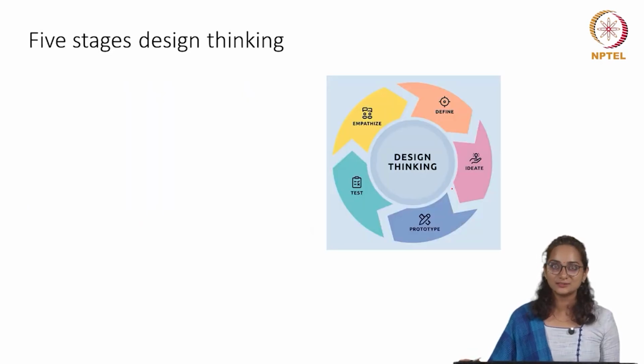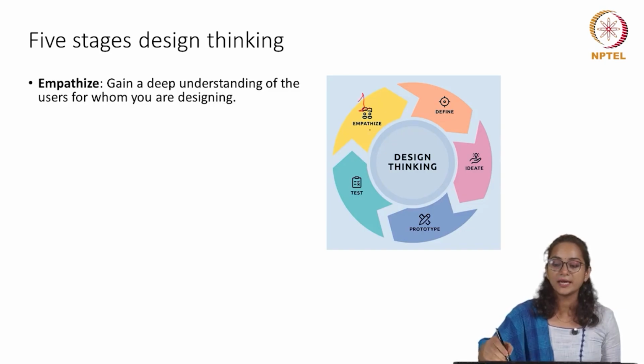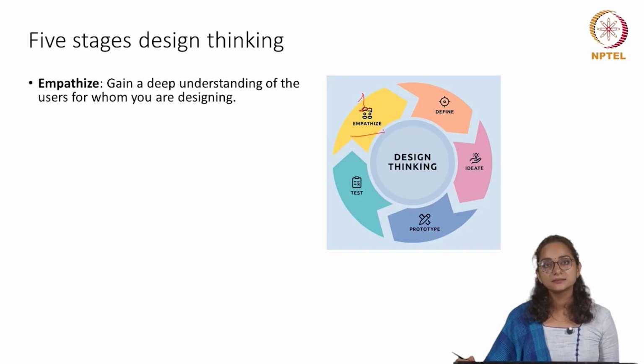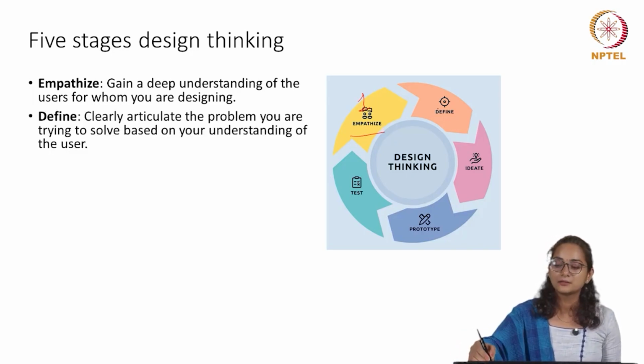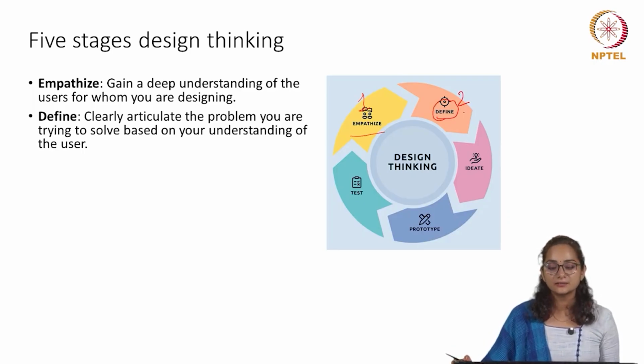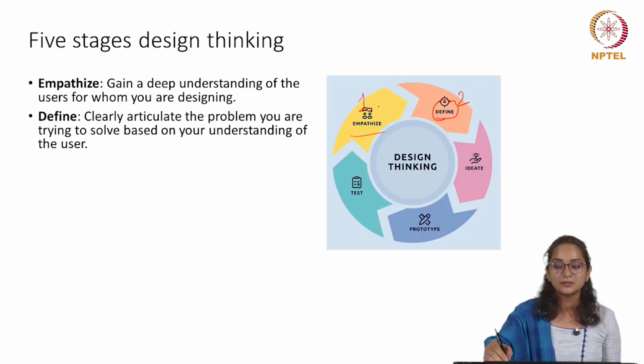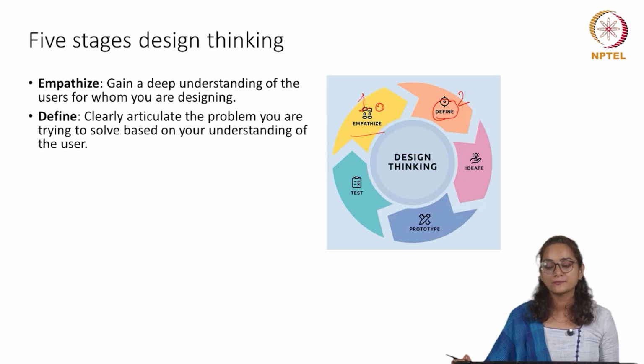There are 5 stages to the design thinking process. The first one is called empathize. In this step, we try to empathize with our users, where we try to gain a deep understanding of the users for whom we are trying to design the solution. The second step is defining. We try to clearly articulate the problem based on our understanding of step 1, the insights that we have gained in step 1.